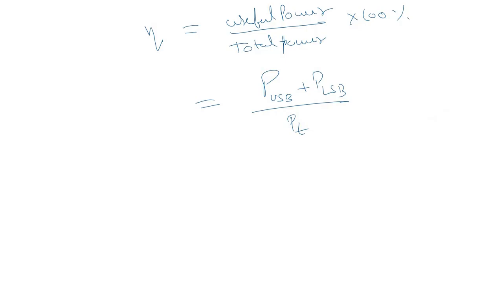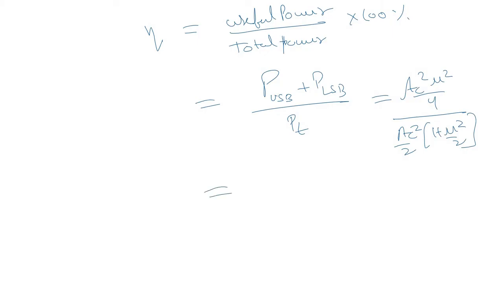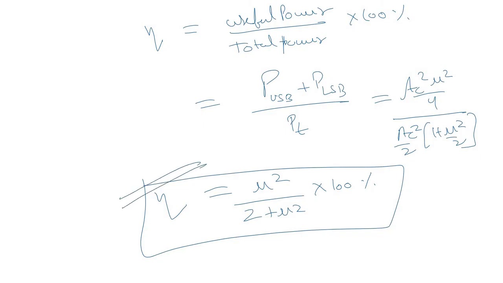If you simplify this expression, you get Ac squared mu squared by 4 divided by Ac squared by 2 times (1 plus mu squared by 2). If you simplify it further, you get the final expression: mu squared divided by (2 plus mu squared), into 100%. So this is the power efficiency for the conventional amplitude modulated signal or DSB-C type of signal.